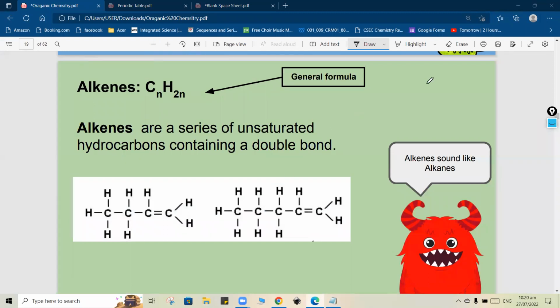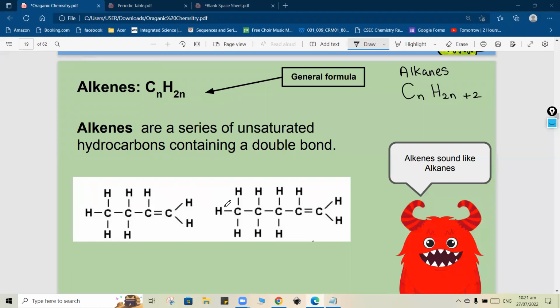Now, alkenes obviously are different from alkanes. The general formula for alkanes, as you'll remember from last week, was CnH2n plus 2. It had a plus 2 at the end. Alkenes have a slightly different formula. The plus 2 is missing. And of course, the general formula always allows us to calculate the amount of hydrogens, provided that we know the amount of carbons.